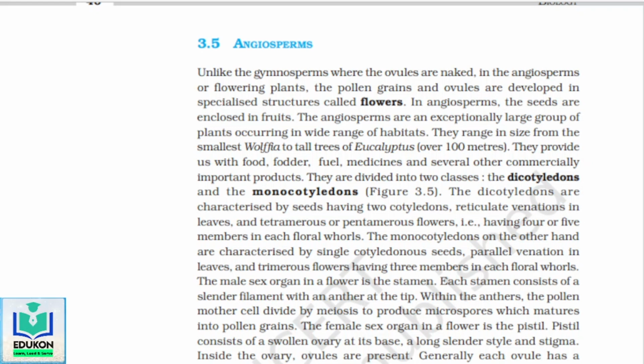The male sex organ in a flower is the stamen. Each stamen consists of a slender filament with an anther at the tip. You might have seen in some flowers, when you open the flower, you will find this stamen along with the stick. Within the anthers, the pollen mother cell divides by meiosis to produce microspores, which mature into pollen grains.